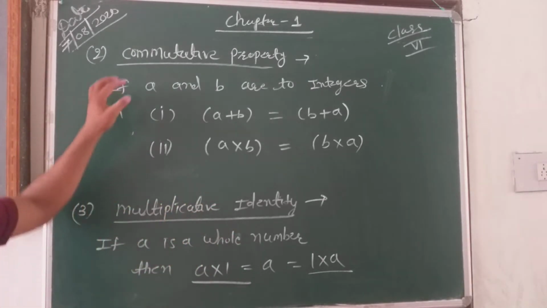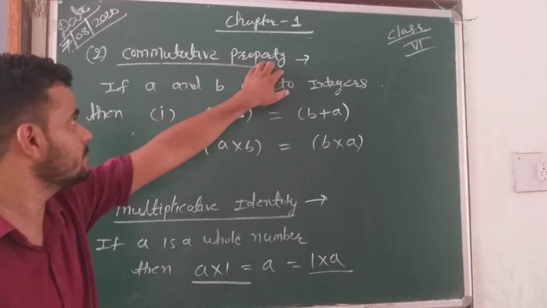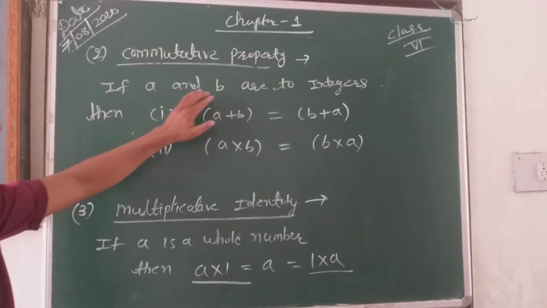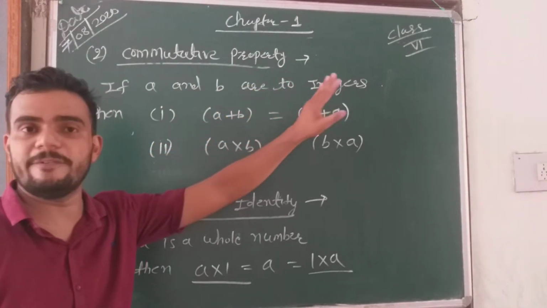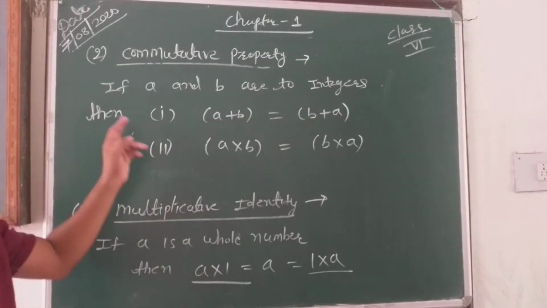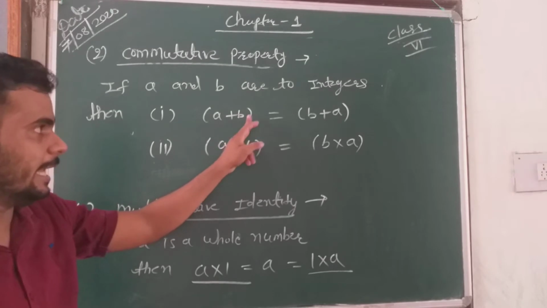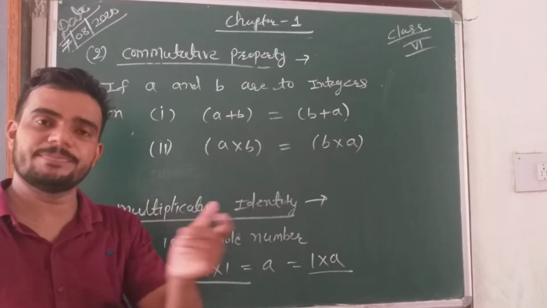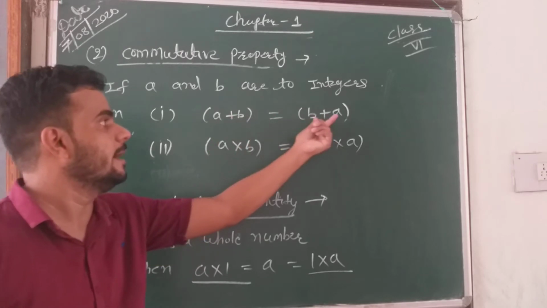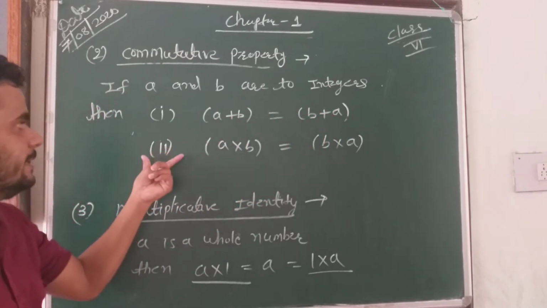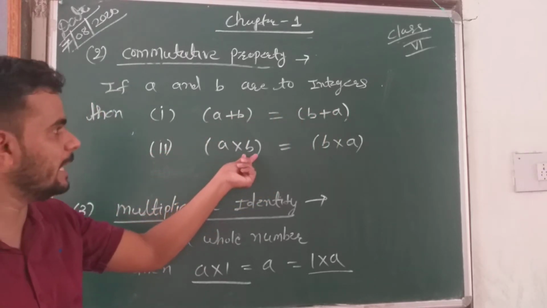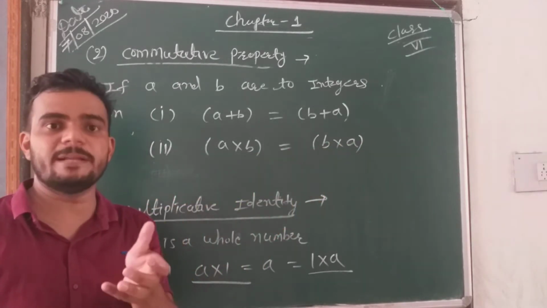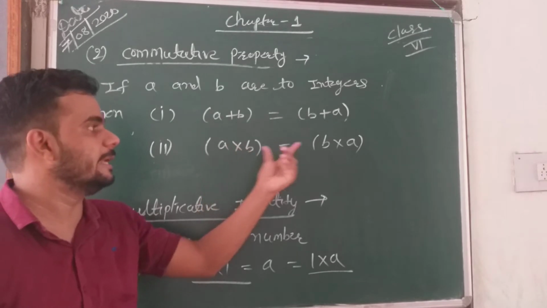Next property, commutative property of numbers. What is the commutative property? If a and b are two integers, then a plus b equals b plus a. If we change the order of addition, we find the same result. And for multiplication, a multiply b equals b multiply a. If we change the order of multiplication, we also find the same result.